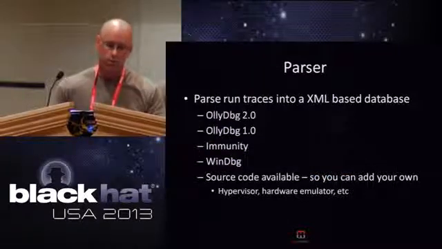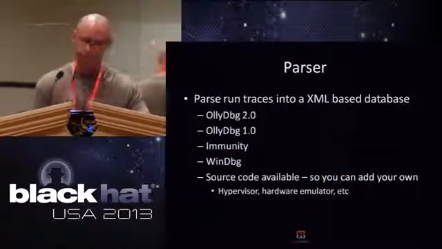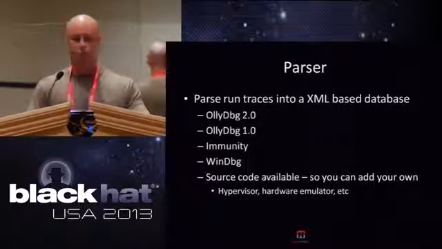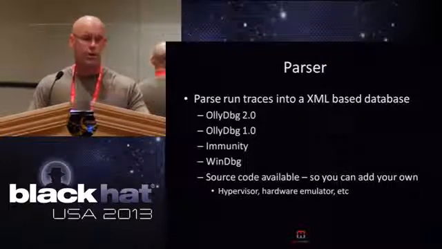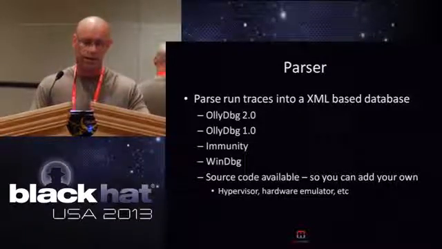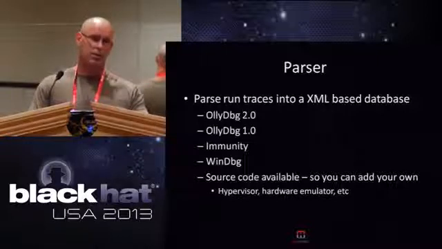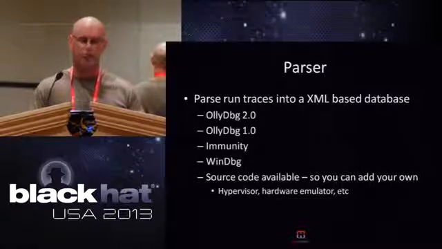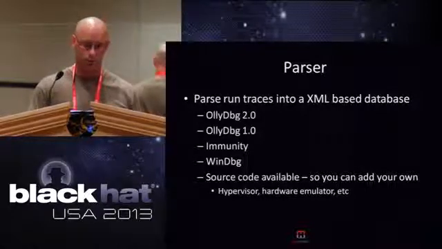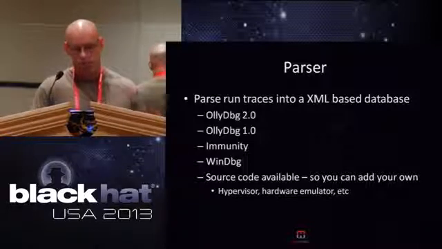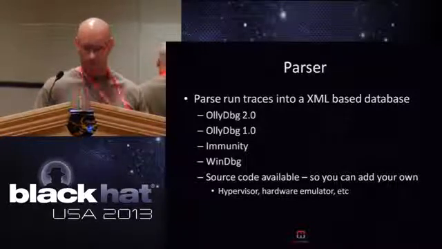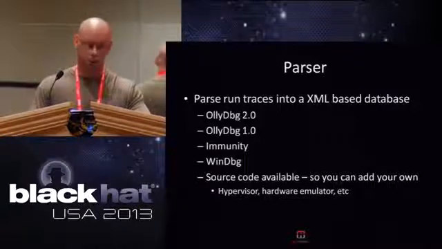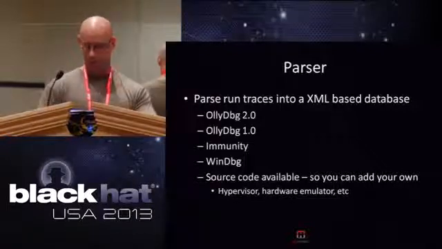So talking about the parser, I picked a couple common ones out there, Ollie 1 and 2, Immunity and WinDebug. The idea is, when it parses in, it creates an XML database. For Python, there's a nice little XML parser, so I can use and reference it, pull out instructions, or as you're looking at run traces, look at register effects and what the results are, those types of things. The other idea is, with the source code being available, if you have your own custom hypervisor or hardware emulator, once upon a time I had one when I was in the Air Force, they're pretty useful, but they're pretty expensive, so you can customize it.